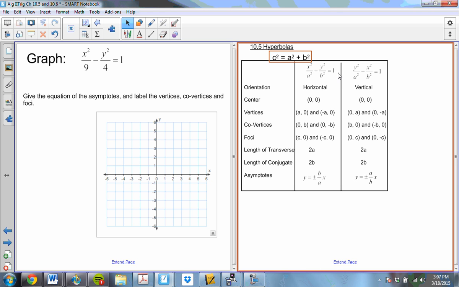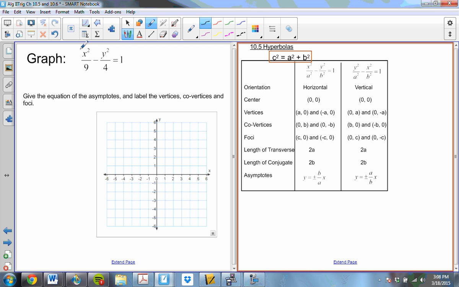If it's x minus y, it's going to be a horizontal hyperbola that looks like this. If it's y minus x, it's a vertical hyperbola that looks like this. So this one right here has an x value that comes first, which means we know it's going to be a horizontal orientation.